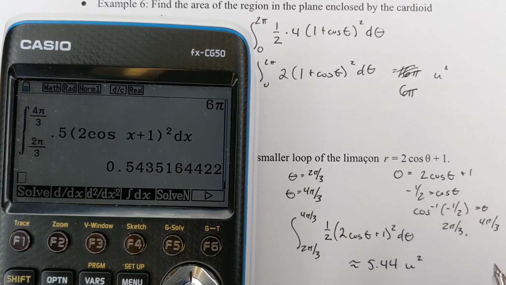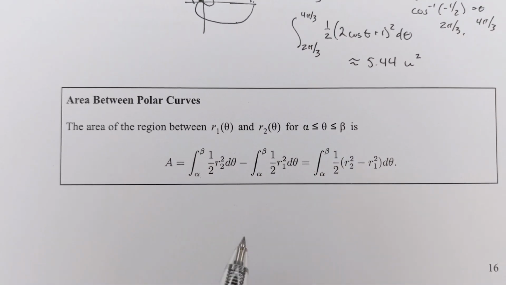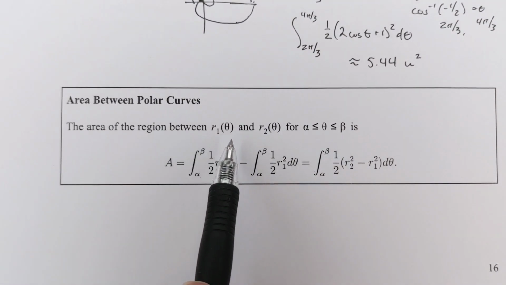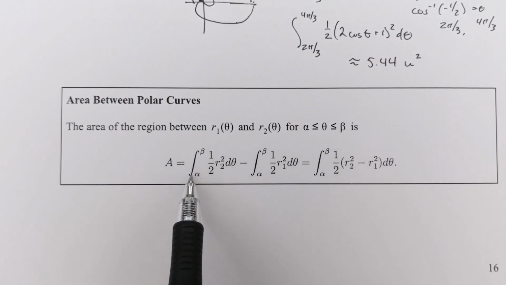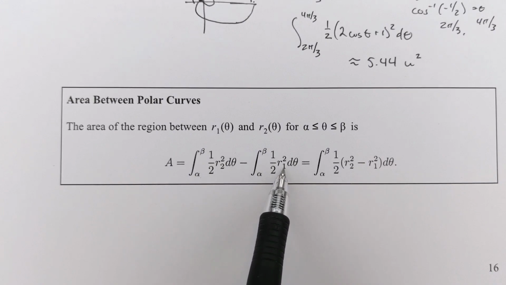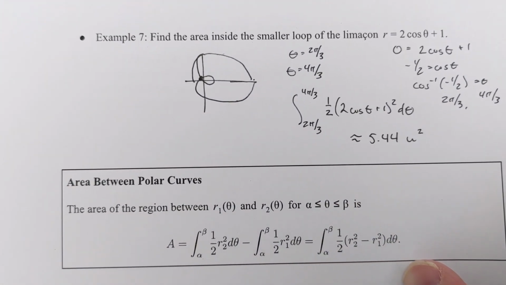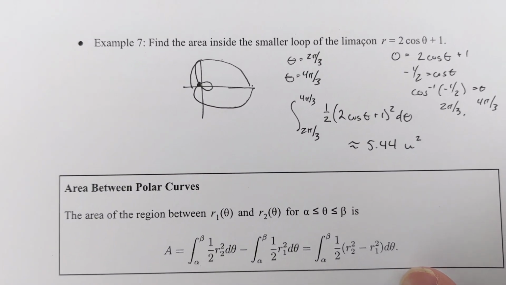5.44 units squared. All right, so we also do the area between two different polar curves. The area of the region between R1 and R2 is given by this lovely formula: outside curve, inside curve, between the two angles. So R2 is the outside curve, R1 is the inside curve.